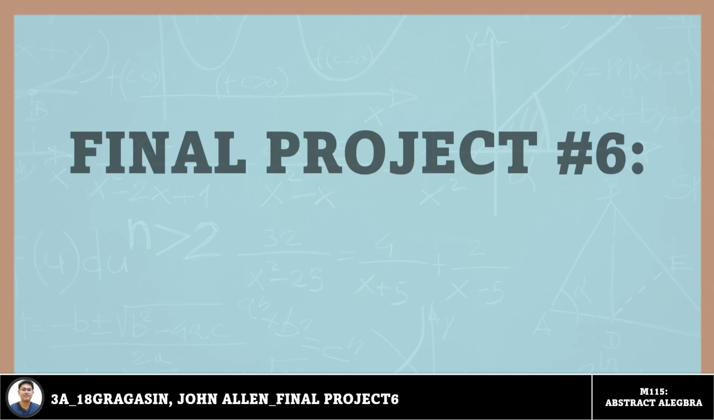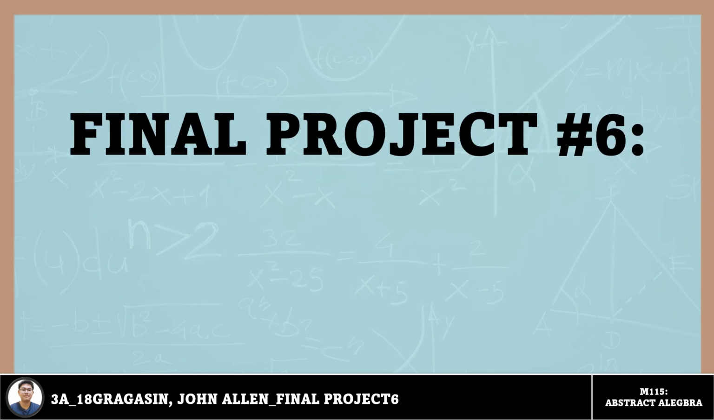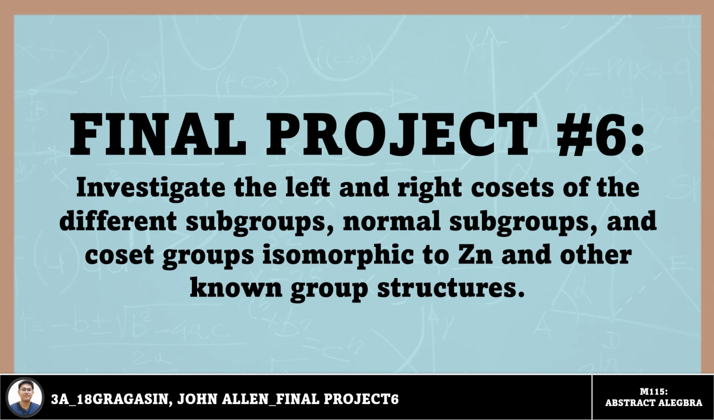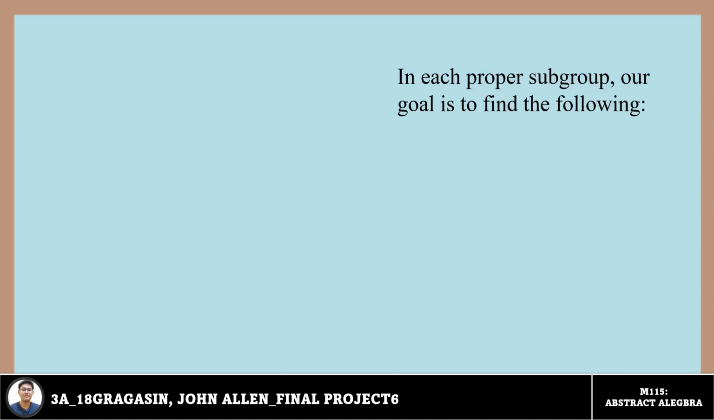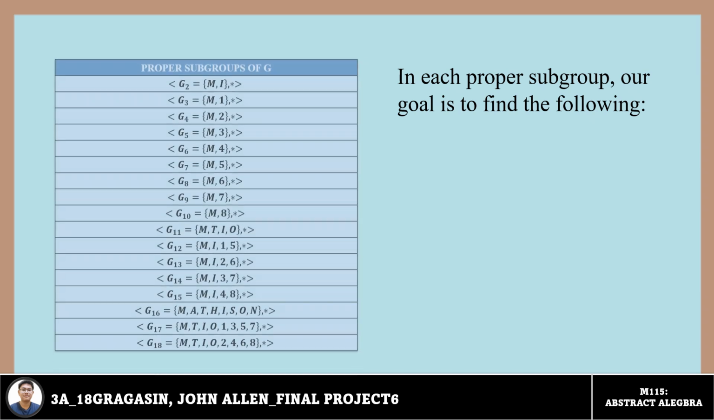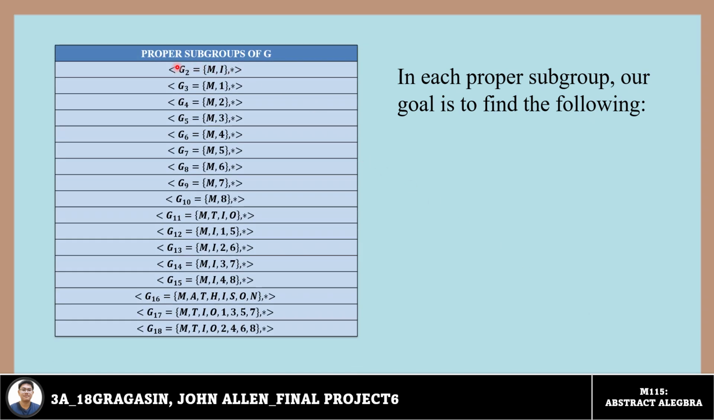Now, we are going to discuss the final project number 6, wherein we need to investigate the left and right cosets of the different subgroups, normal subgroups, and the coset groups isomorphic to Zn and other known group structures. So, we have here our proper subgroups that we are considering in finding the different things that we need to find. In proper subgroups, our goal is to find the following.